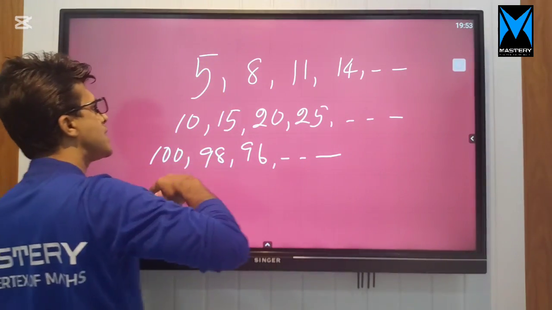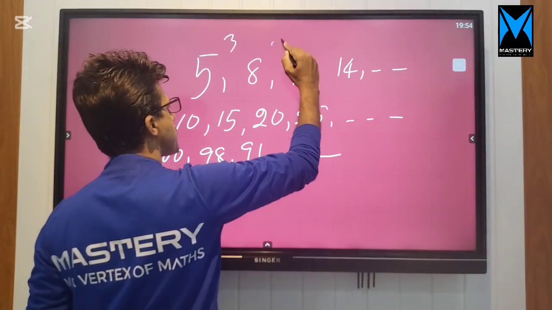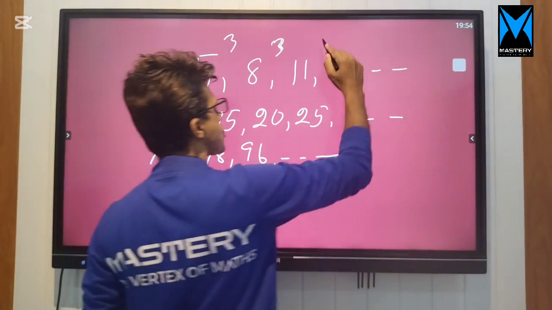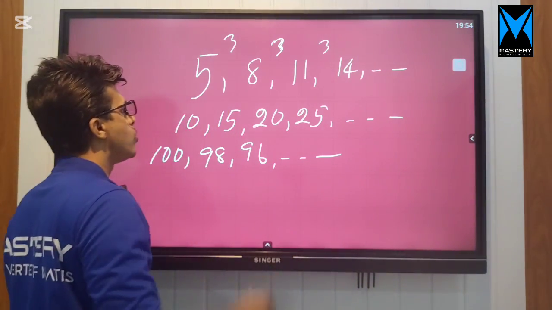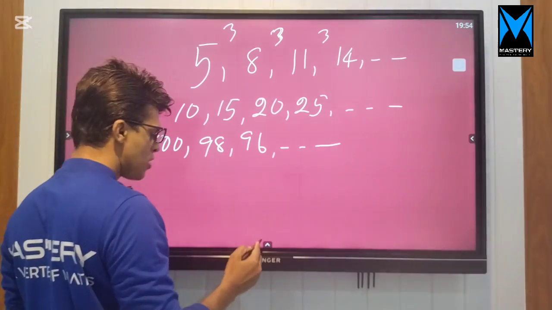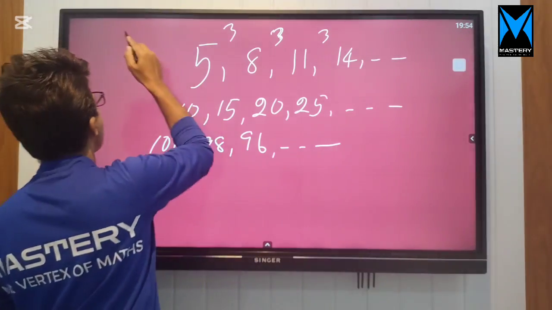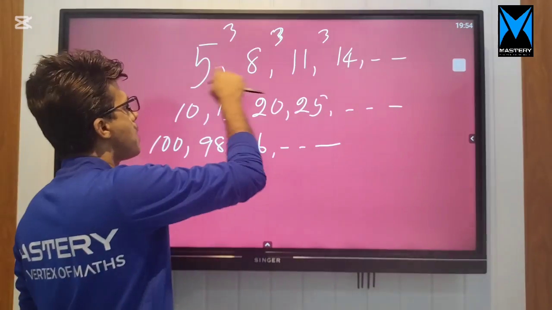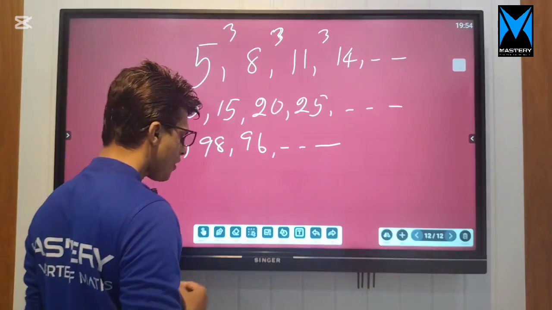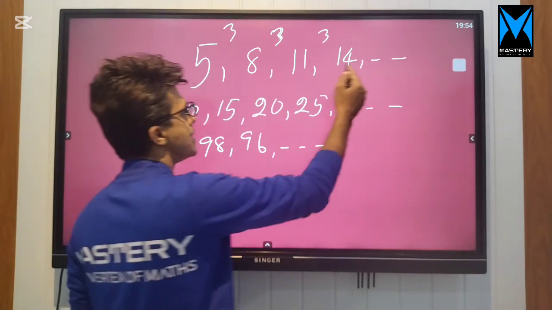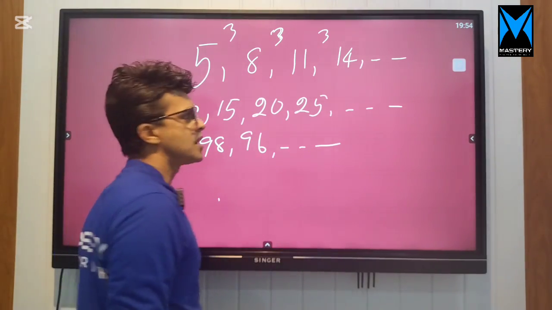5 plus 3 is 8. 8 plus 3 is 11. 11 plus 3 is 14. So when you get the difference of these terms, the difference of 8 and 5, which is 3, then 8 minus 5 is 3. Then 11 minus 8 is 3. Then 14 minus 11 is 3.